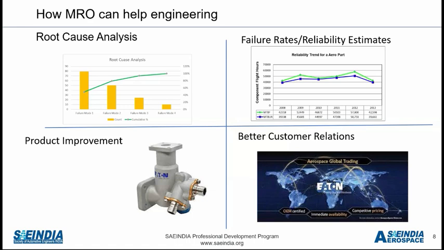And the third part would be product improvement. So basically root cause and failure rate estimation ultimately lead to product improvement, and based on our service knowledge we improve the product, right? And if we perform very good repairs, or we understand the issues of the customer, then we resolve their issues, and it helps in better customer relations. So this is basically how MRO is helping engineering organizations.